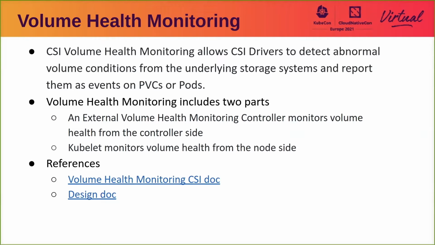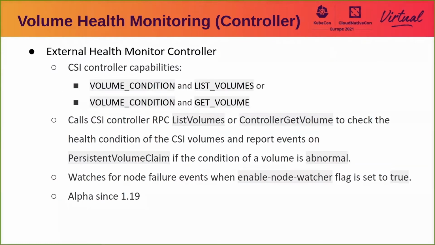This feature includes two parts. There is an external volume health monitoring controller that is a sidecar deployed with the CSI driver to monitor volume health from the controller side. Kubelet also monitors volume health from the node side. The external health monitor controller calls either list volumes or controller get volume CSI RPC and reports volume condition abnormal events with messages on PVCs if abnormal volume conditions are detected.